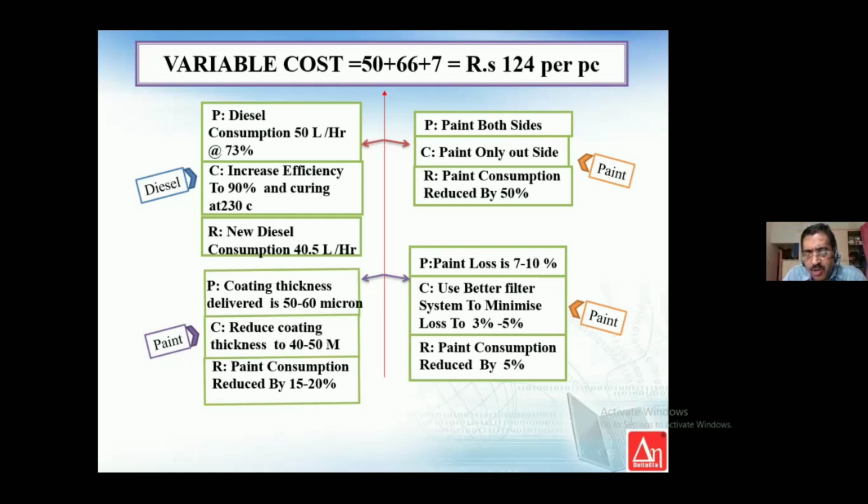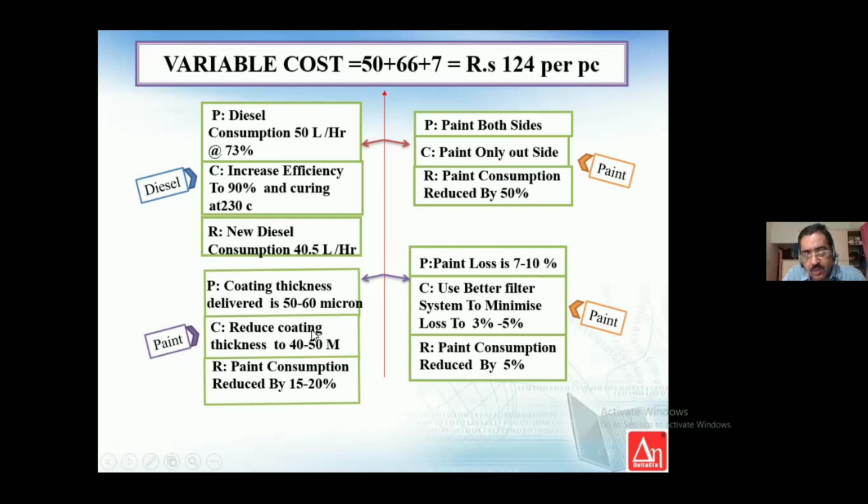So give it 40 to 50 microns, which is again 20% more, instead of the present 50 to 60 microns, which is close to 50%. So coating thickness delivered is 50 to 60 microns. Reduce the coating thickness to 40 to 50 microns. In this way, you can reduce the paint consumption by 15 to 20%. See, already we decided to paint only one side. So you get 50% reduction.